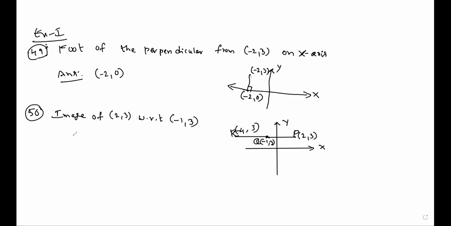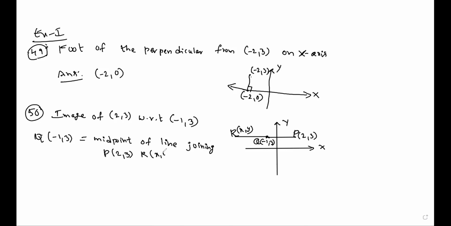Otherwise, if you don't want to use this method, we'll go through the next one. Without this, we clearly know Q is the midpoint of P and R. Let the image R be x comma y. Now I want to find the point R. The point Q, minus 1 comma 3, is the midpoint of the line joining P, 2 comma 3, and R, x comma y.